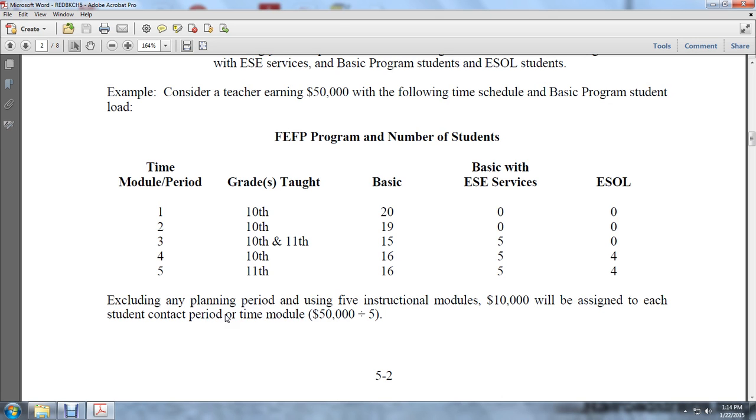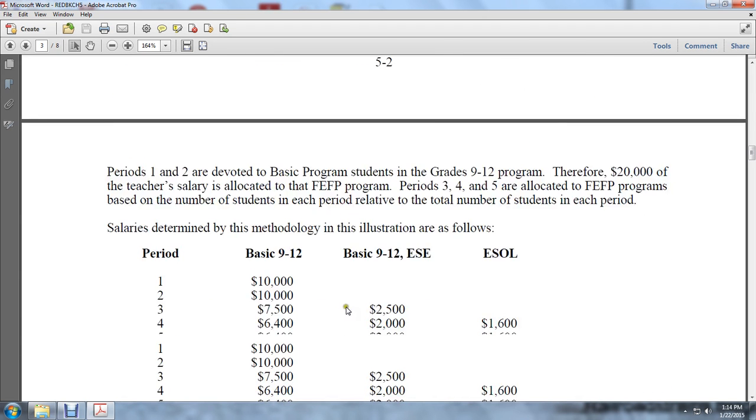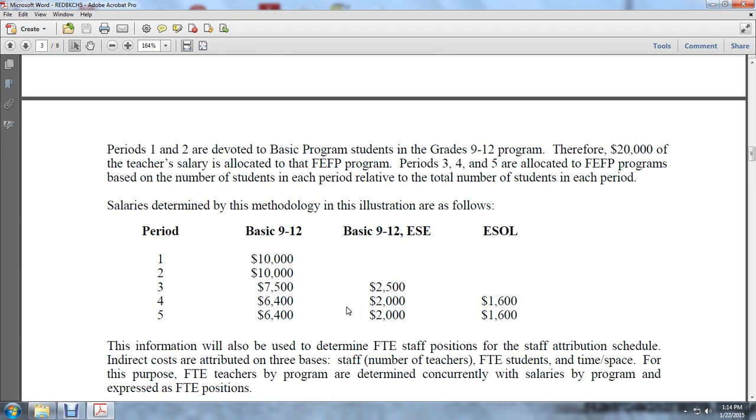Excluding any period, using 5 instruction modules, $10,000 will be assigned to each student contact period, that is, $50,000 divided by 5. Period 1 is devoted to the basic program students of grades 9 through 12.